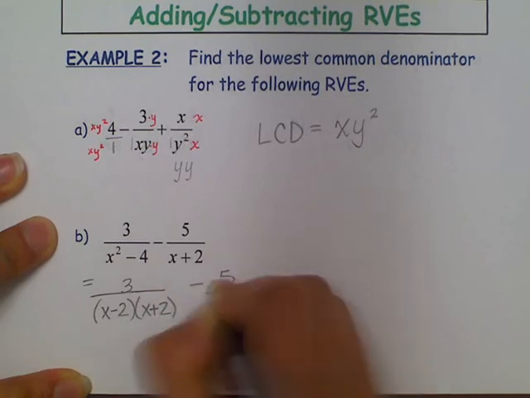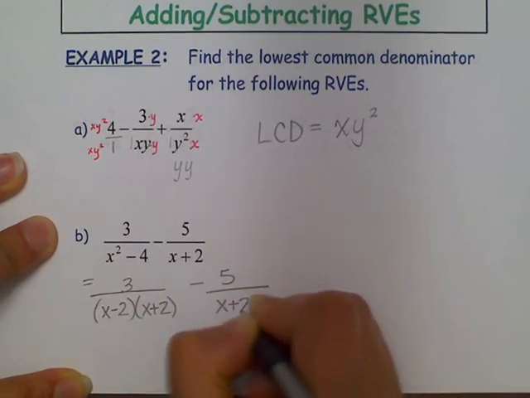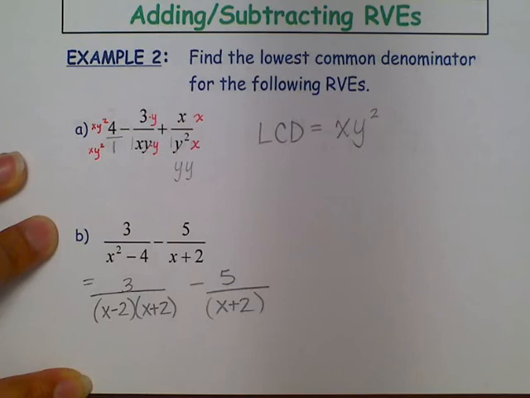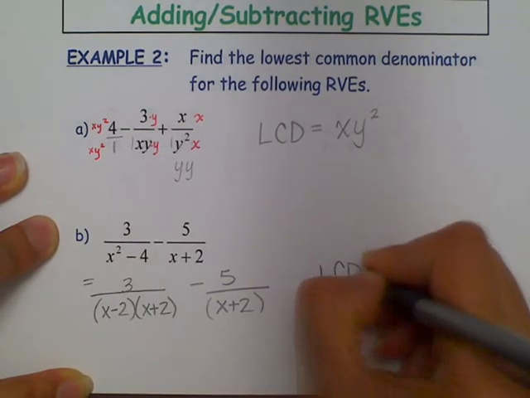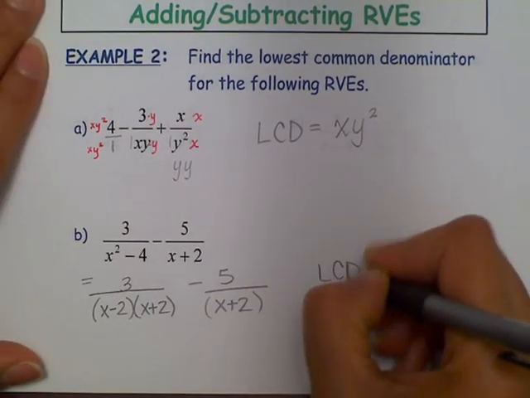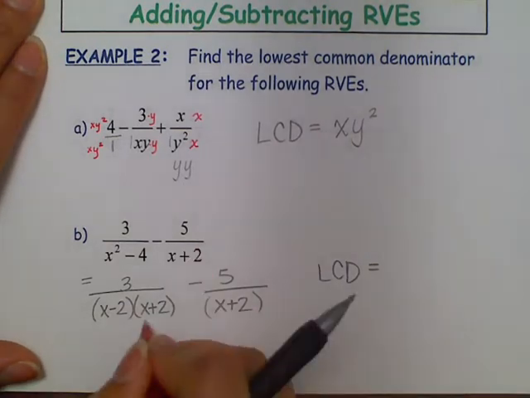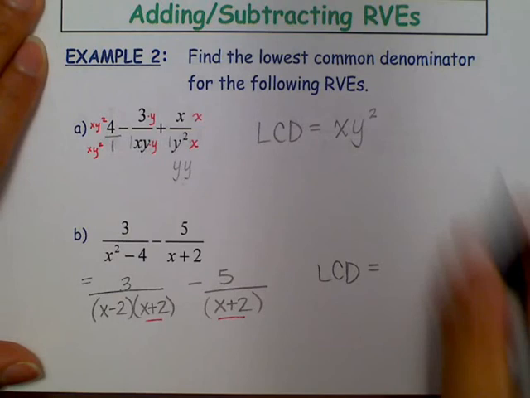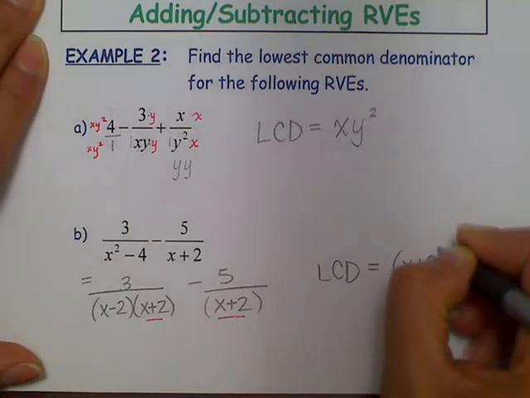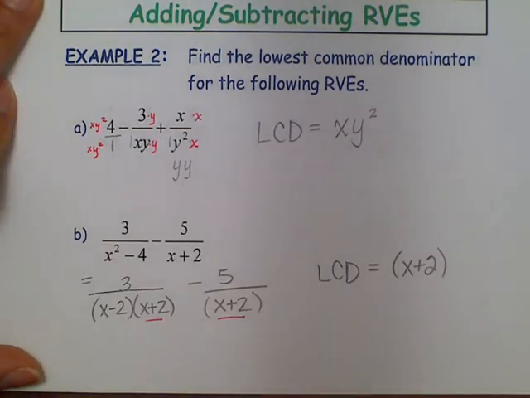And then the second denominator is already in factored form, and all I'm going to do is put brackets around it. And what you'll notice in this case is that the two denominators that we have already have something in common. They both have x plus 2 in common. So what that means is x plus 2 is going to be part of our lowest common denominator.